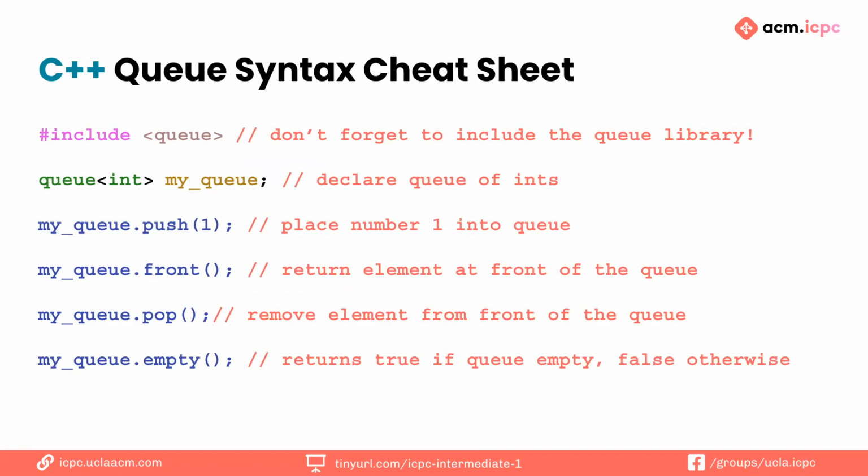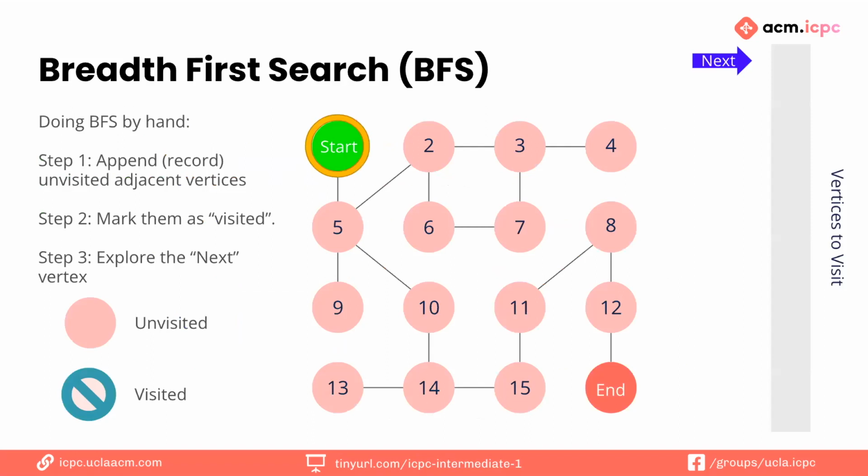And you just declare it kind of the same way as a vector by using queue angle brackets, the data type that you want, and the name. And you have to include the queue library if you want to use them. But it's a great tool for implementing BFS. So let's talk about what BFS looks like by hand.